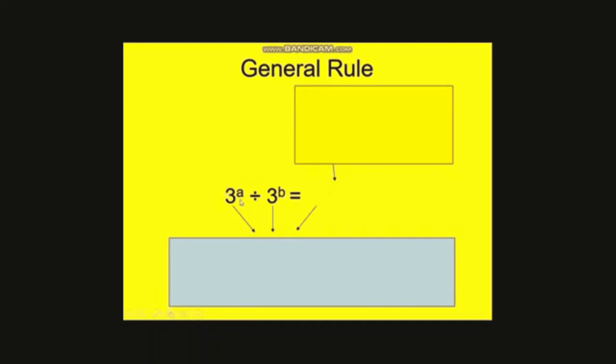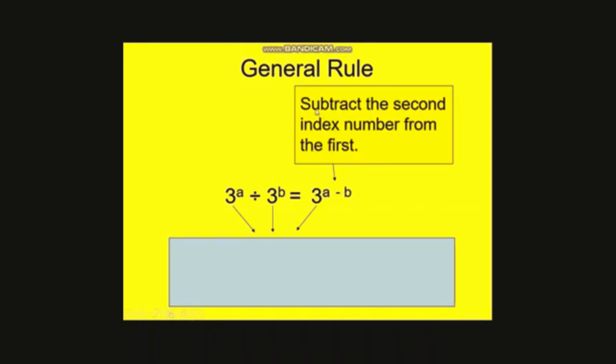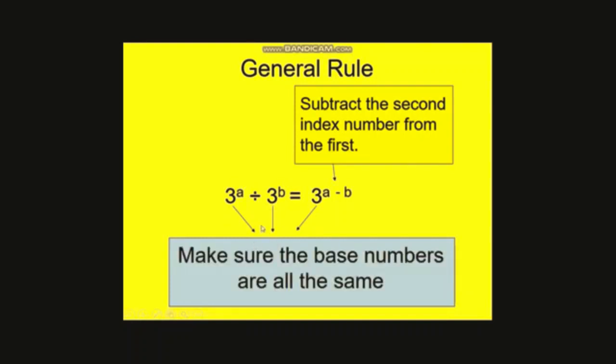So this is the general case. 3 to the A divided by 3 to the B is going to be 3 to the A minus B. So in this case, we're subtracting the second number from the first. It has to be that way round. It has to be A take away B. First number take away second number. And again, base numbers have to be all the same. 3 and 3, these have to be the same, and then the answer is the same base.